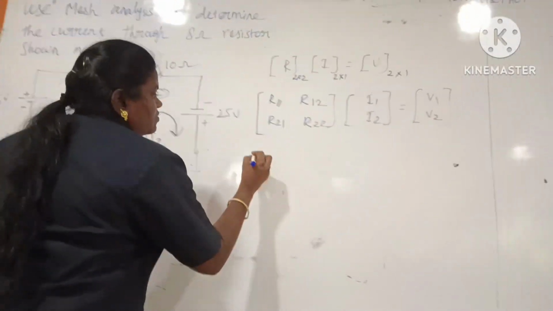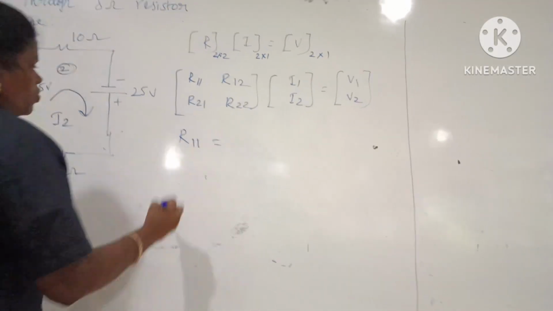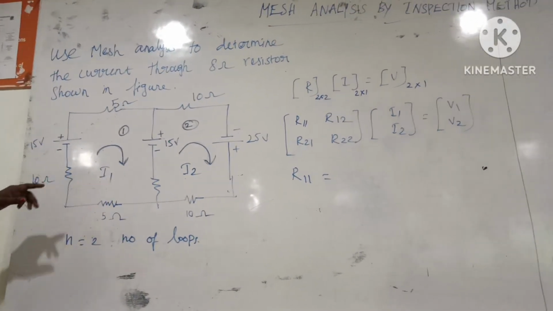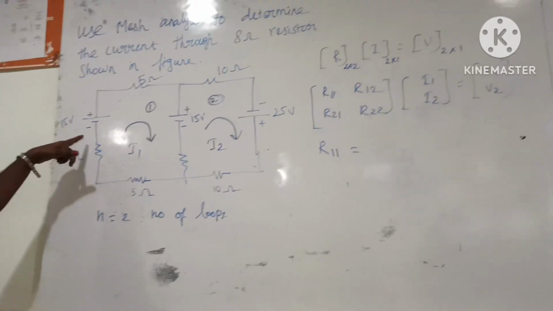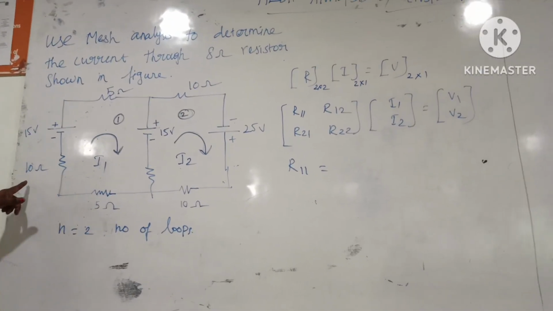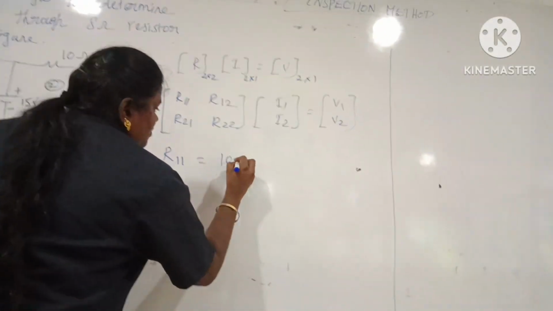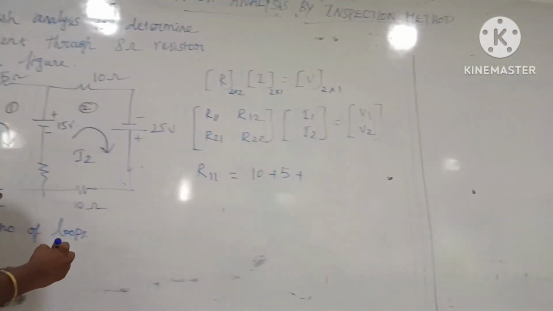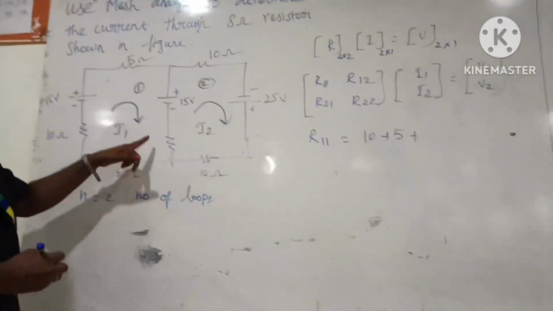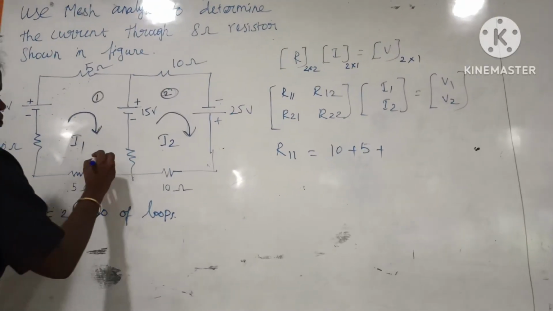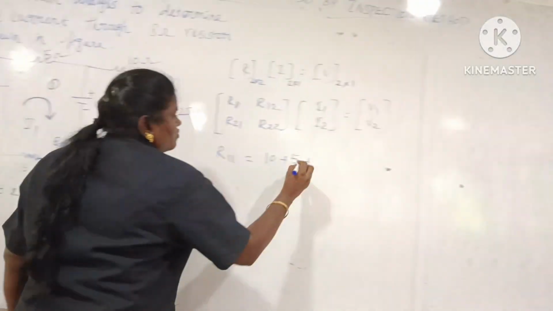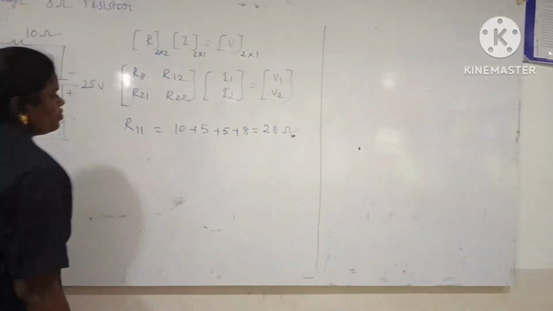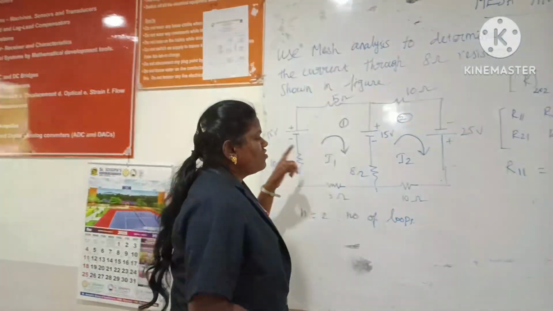Okay. First one, find R11. R11 is the sum of all resistance in loop 1. So you add all the resistance in loop 1: 10 ohm resistor, 5 ohm, then 5 ohm, and this one is 8 ohm. Totally you get 28 ohm for R11, the first loop.